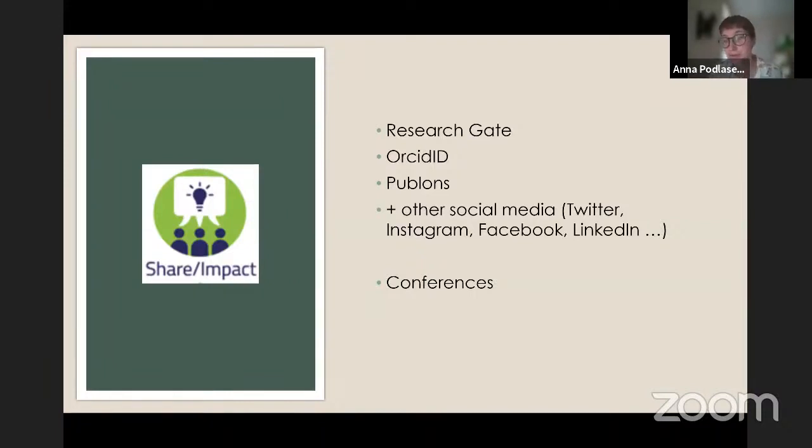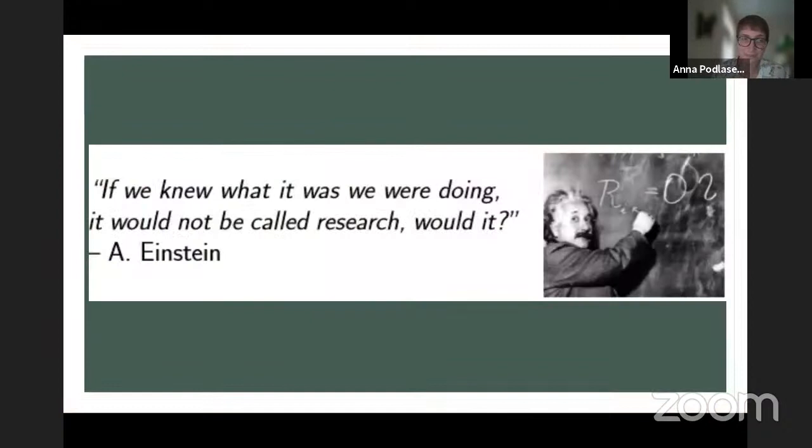Then there's also Publons, which has the strength of verifying your peer review. So if you are invited to assess others' articles, it acknowledges your work in the scientific community. And then obviously you've got all the other social media of the world, which you classically use. And conferences. It's always good to talk about your research, to get feedback on what people think and what can be done.